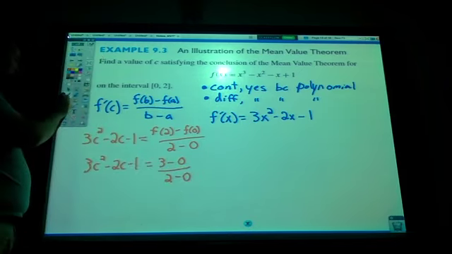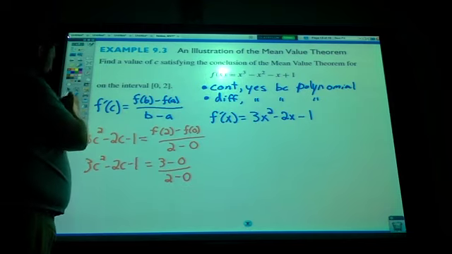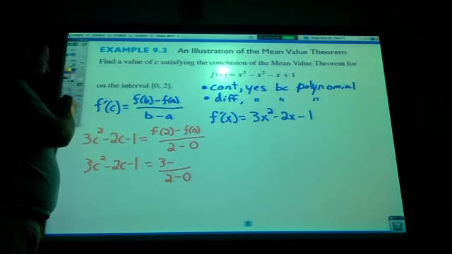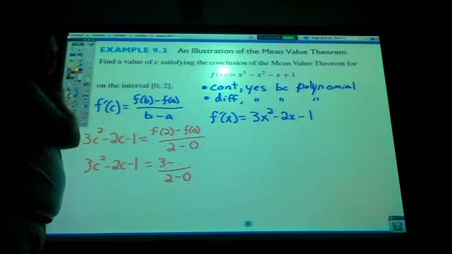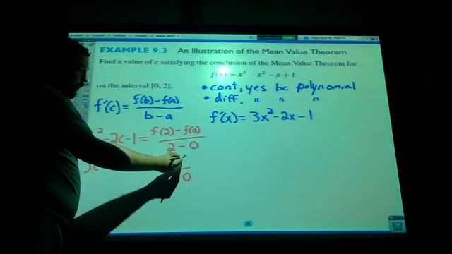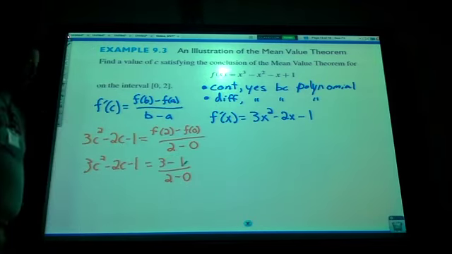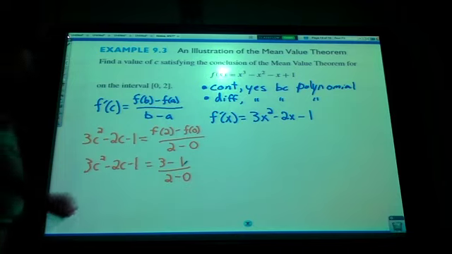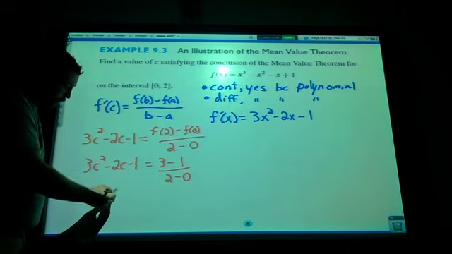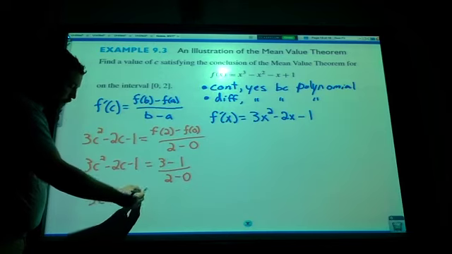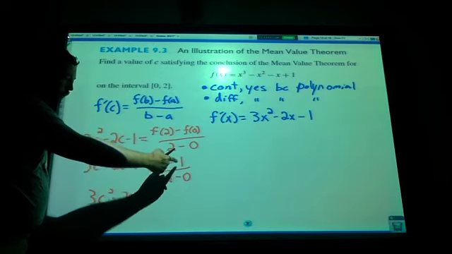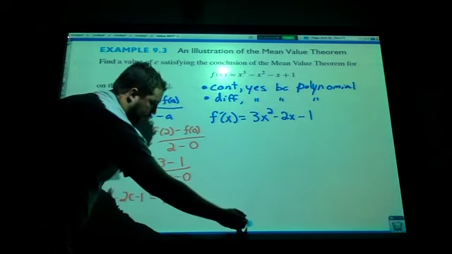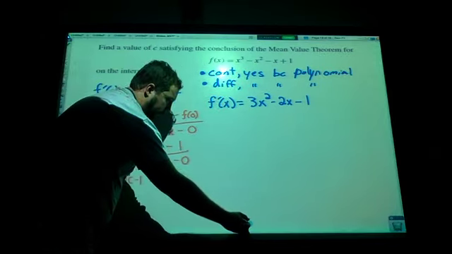Oh, I did something wrong there. I'm sure you're yelling at me and saying, stupid Mr. Wilbanks. But when you plug a 0 in, 0 minus 0 minus 0 plus 1 actually gives me a 1. All right, and then I'll evaluate that out. So I got 3c squared minus 2c minus 1 is equal to 3 minus 1, which is 2, divided by 2, is equal to 1. And then from there, it's algebra.